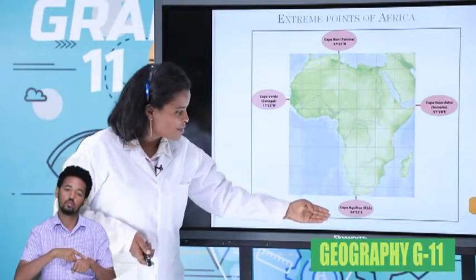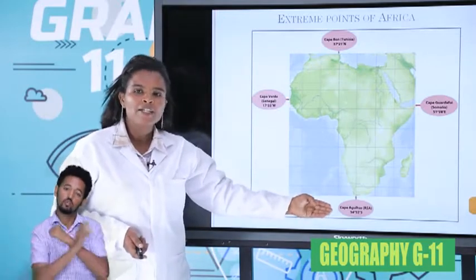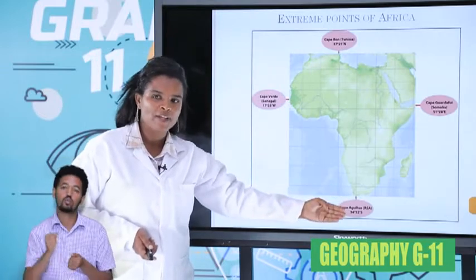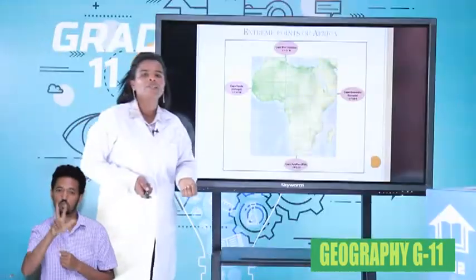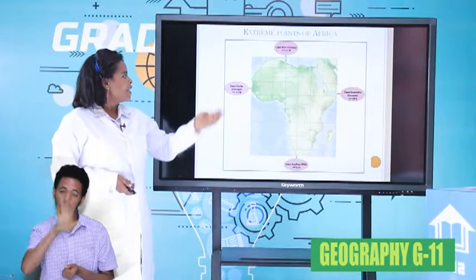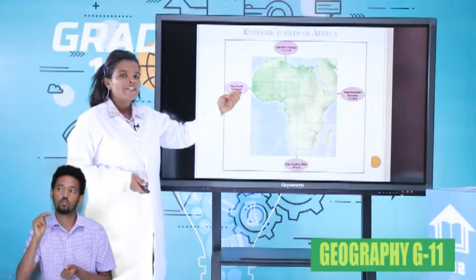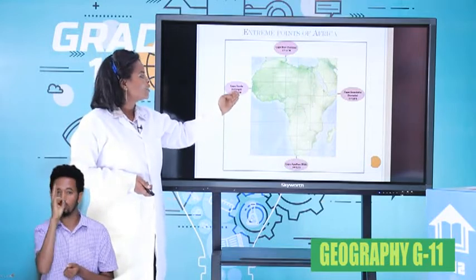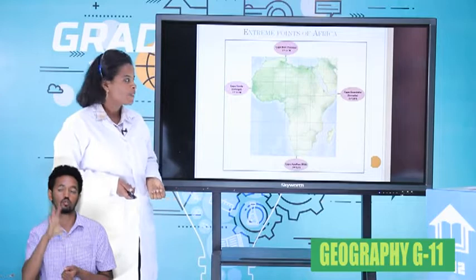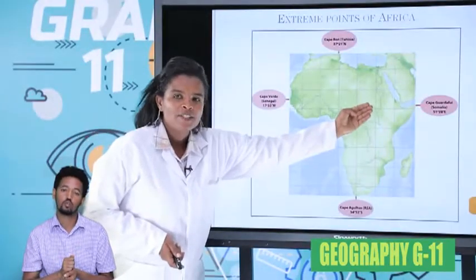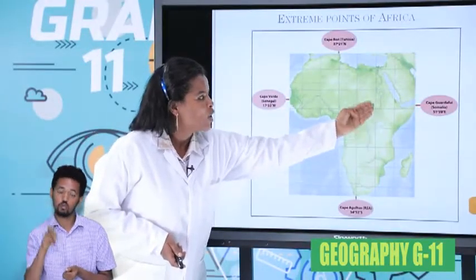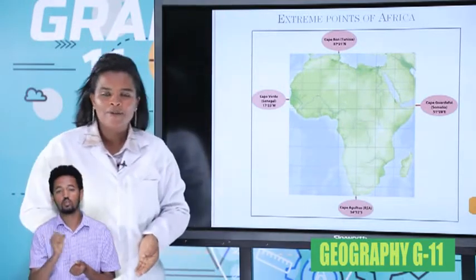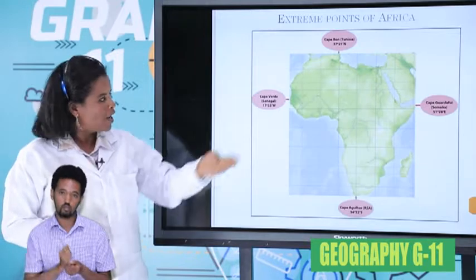Cape Agulhas, located at the southern extreme point of Africa, which is found in the Republic of South Africa, is located at 34 degrees 52 minutes south. Cape Verde is the extreme point of west, which is found in Senegal at 17 degrees 33 minutes west. Cape Guardafui is found in Somalia, located at 51 degrees 28 minutes east. It is the extreme point of east.